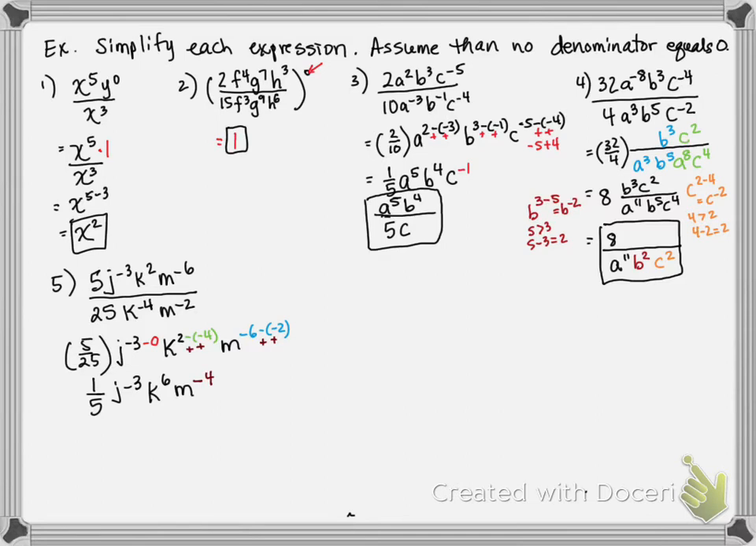Anything that has a negative exponent has to go into the denominator. We know the coefficient 5 is in the denominator. The j is going to have to go in the denominator, and the m will have to go in the denominator. Once they go in the denominator, their exponents are positive. Then the k to the 6 stays on top, and that's it. I don't have to write 1 times k to the 6, because that's just k to the 6. And there you go.